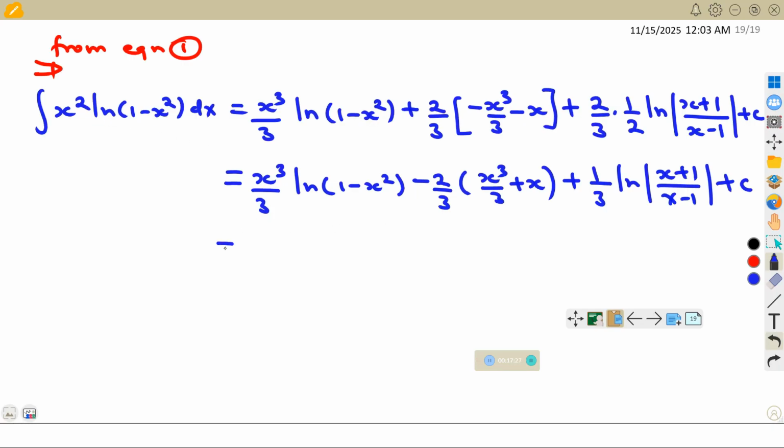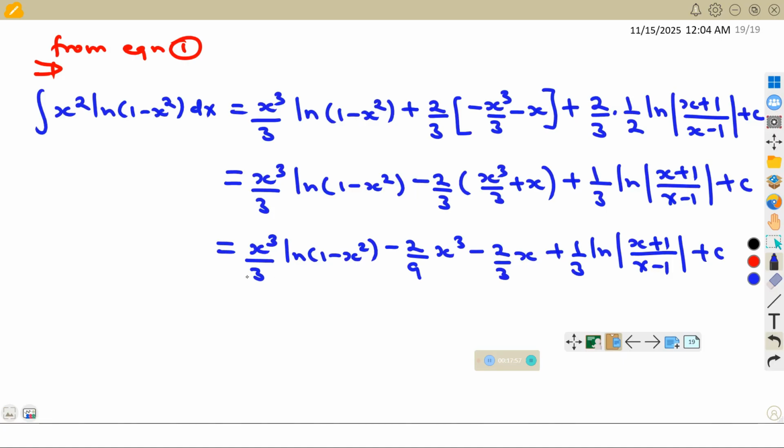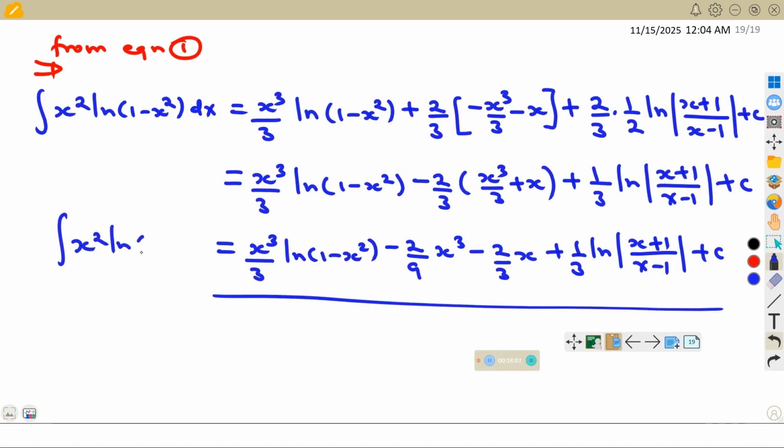If you simplify it further, then you will have it as x to the power 3 over 3 ln of 1 minus x squared, minus 2 over 9 x to the power 3, minus 2 over 3 of x, and plus a third ln of magnitude of x plus 1 over x minus 1 and then plus c. So that basically is the answer. So this will be the answer of the integral of x squared ln of 1 minus x squared dx.